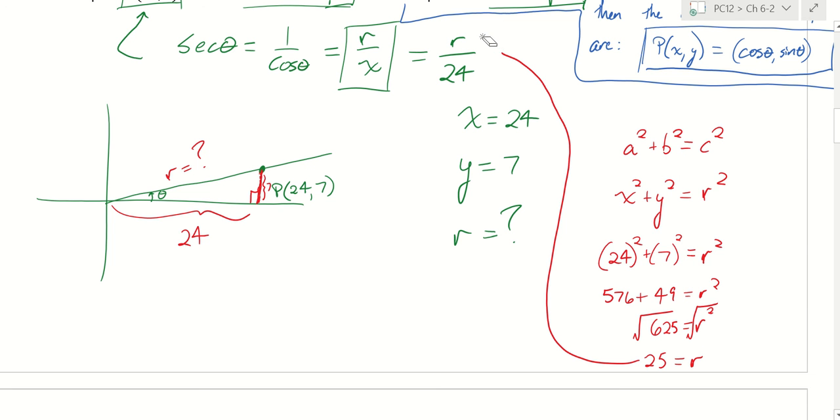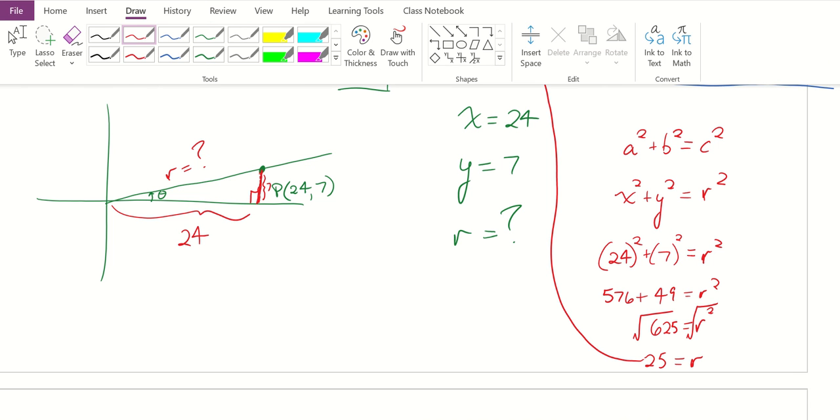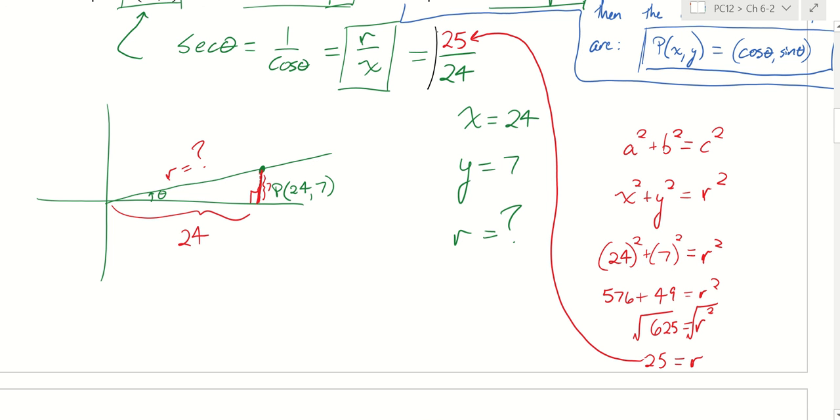Because really we were looking for the secant ratio for that particular angle in standard position. We know that the secant ratio is r over x. We already knew what x was, and then we used the Pythagorean theorem to find r. So what is secant of theta? Secant of theta is really just 25 over 24. This is your answer.